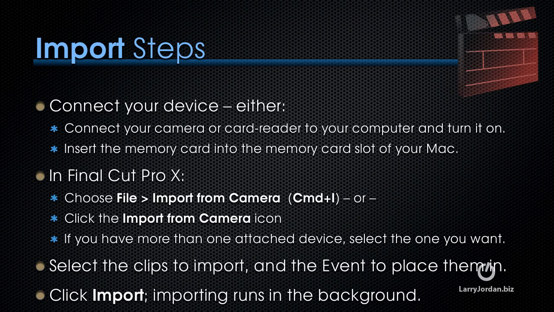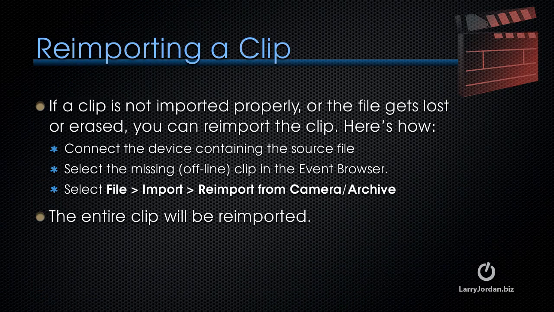The good news is importing runs in the background. If a clip is not imported properly, or the file gets lost or erased, you can re-import the clip. And here's how. Connect the device containing the source file and select the missing, what we call offline clip in the event browser. Then select File, Import, Re-import from Camera Archive. The entire clip will be re-imported.